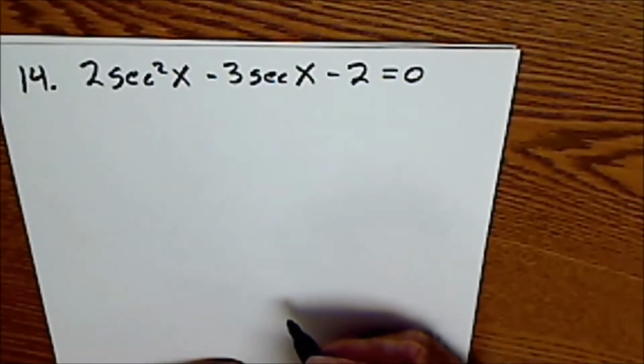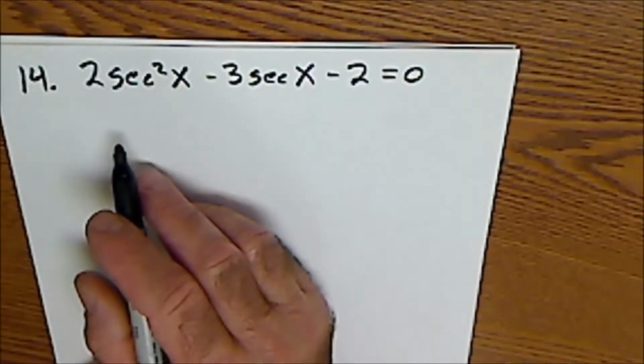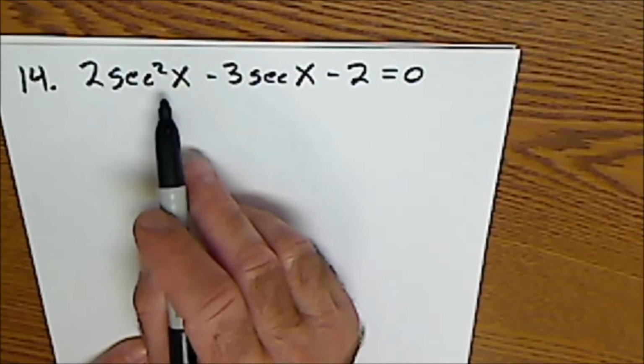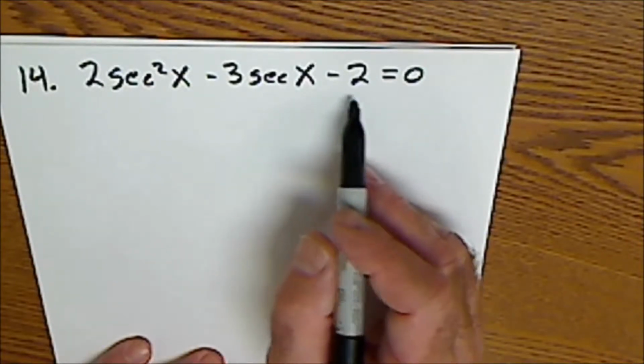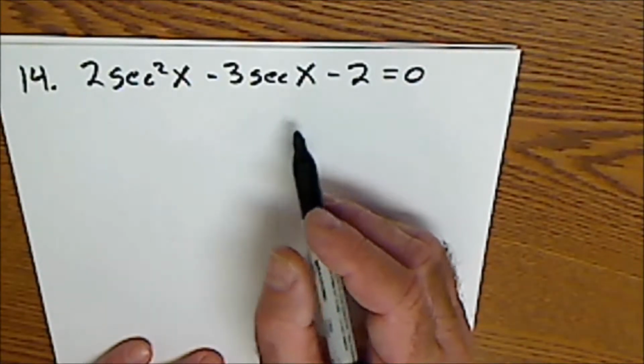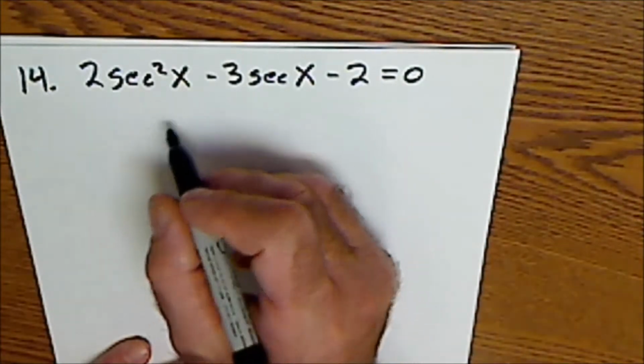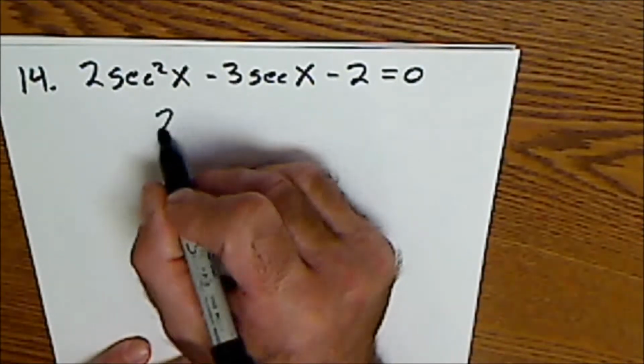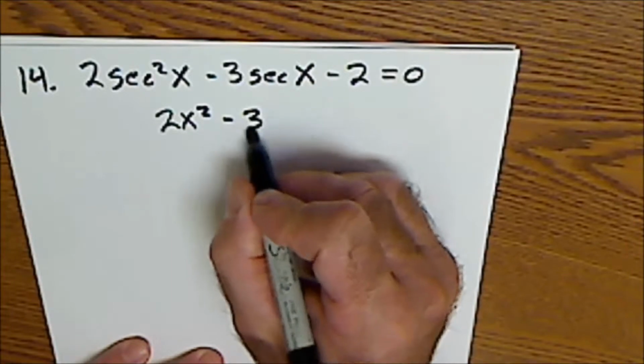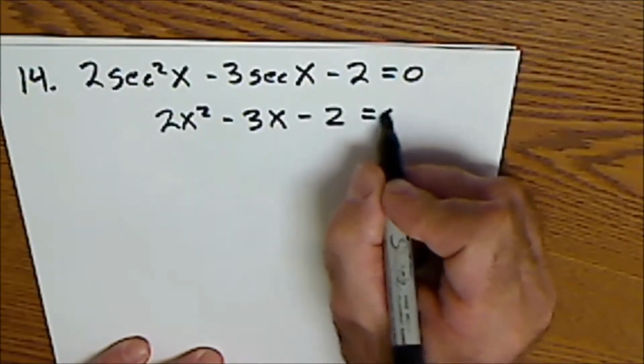Here's another problem. This one's hard to see. I have 2 secant squared of x minus 3 secant of x minus 2 equals 0. It's a quadratic. So if it's hard to see, I'm just going to turn it into an algebra 2 equation. 2x squared minus 3x minus 2 equals 0.